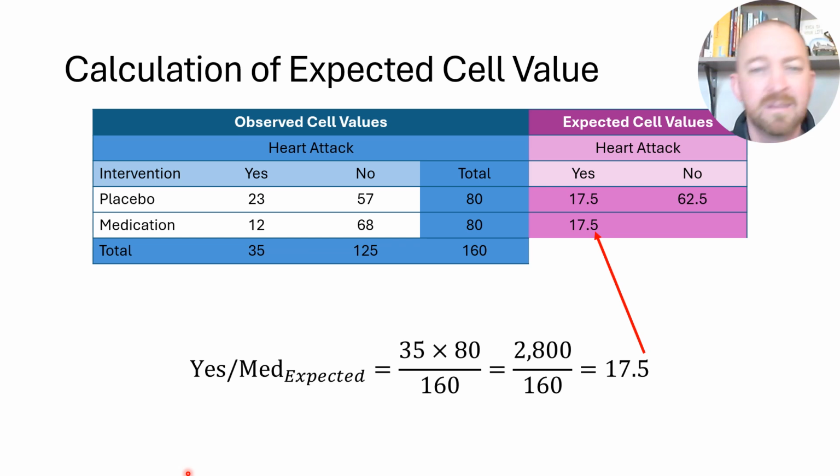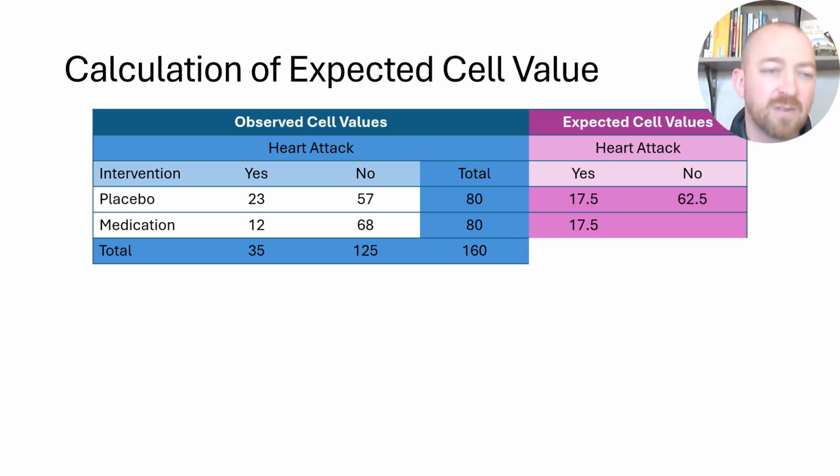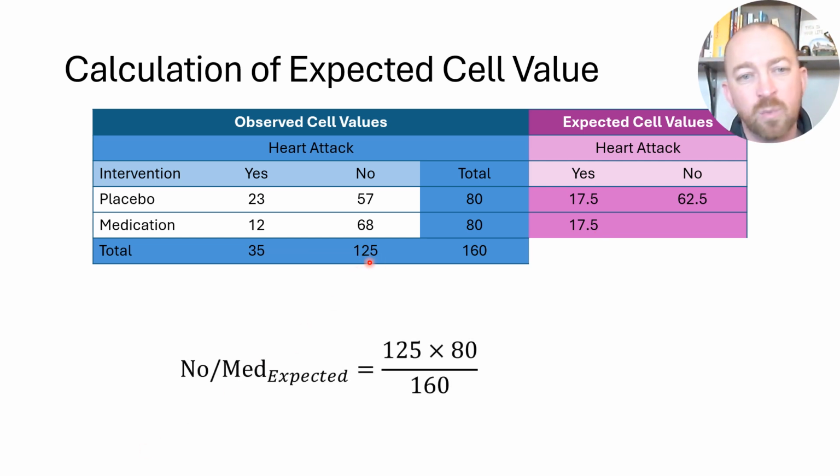Plug that right in. And then we'll do the same number, of course, for the people who received the medication but did not have a heart attack. That, of course, looks like this. Again, it's the same information, 125 times 80. Now, this is not always true because sometimes you'll have a different number of people who were assigned to the placebo group and a different number of people who were assigned to the medication group. So we're doing this only just because these both have the same numbers. It doesn't change any of our values here.